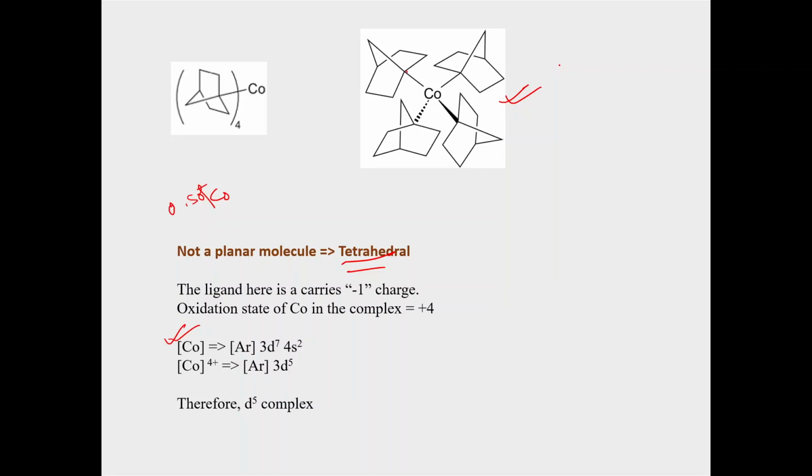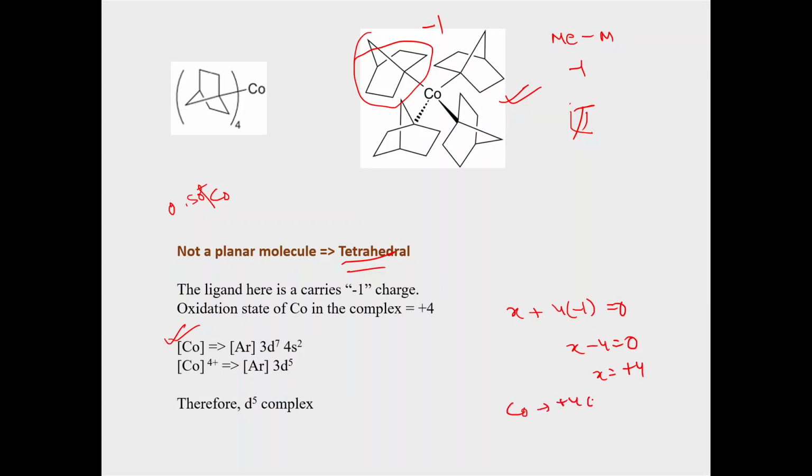So generally, we can find that out. If Me is attached to a metal, then it gives a charge of -1, right? Whereas for other ligands, the number of carbon centers can determine that factor. Here we can see that only one carbon is attached, and this carries a charge of -1. So x plus 4 into -1 is equal to 0, or x minus 4 equals 0, and x is equal to plus 4. So here cobalt is present in plus 4 oxidation state.